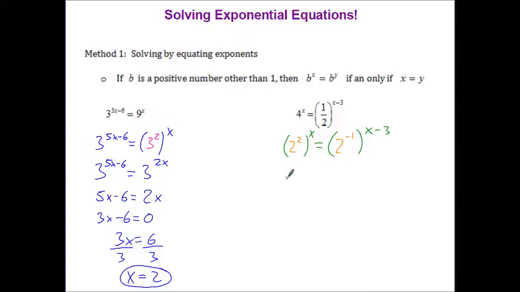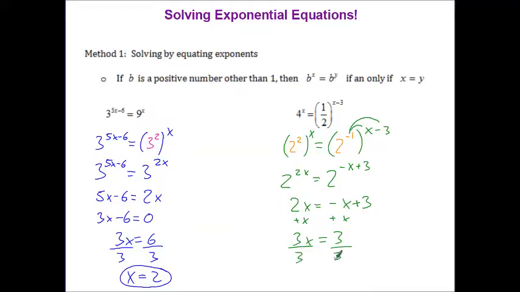So then we distribute our exponent, we get 2 to the power of 2x is equal to 2. Now here we also have to distribute the negative 1 to both of those terms to get negative x plus 3. And we have two bases that are the same. Then let's just set the exponential expressions equal to each other and solve by adding x to both sides. 3x is equal to 3, dividing by 3, and x is equal to 1.